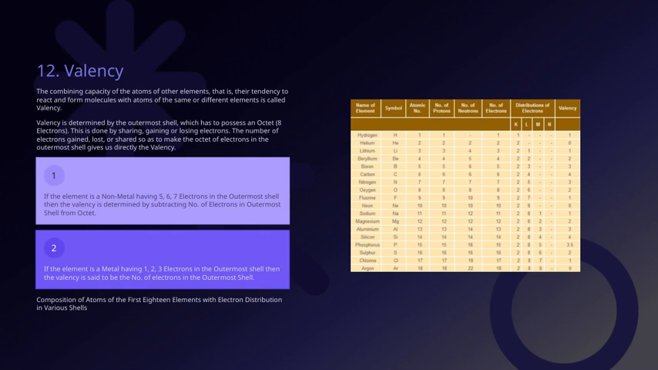And just to connect this to the overall theme, understanding valency helps us predict how atoms will bond and form compounds, which is fundamental in chemistry. Now, in the context of the first 18 elements, their atoms have specific electron distributions across different shells, which influence their valency and bonding behavior.